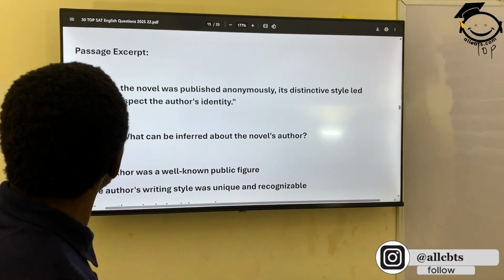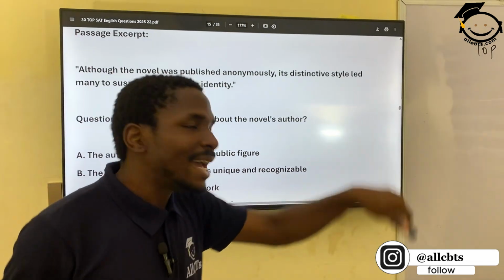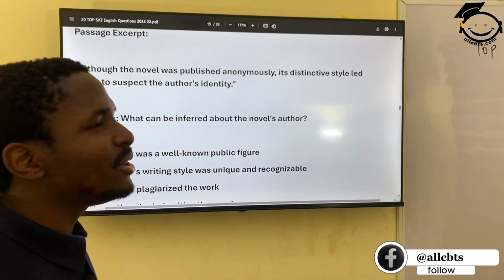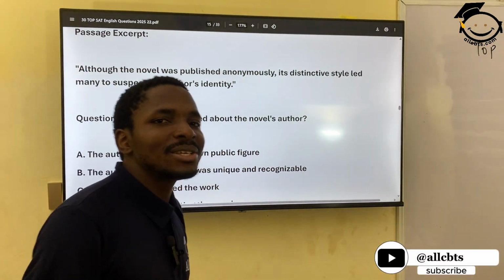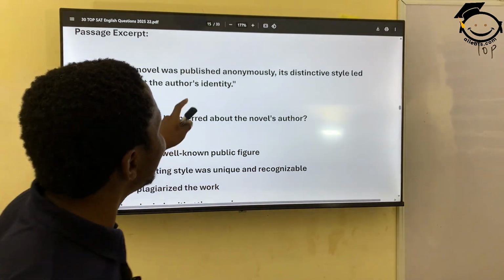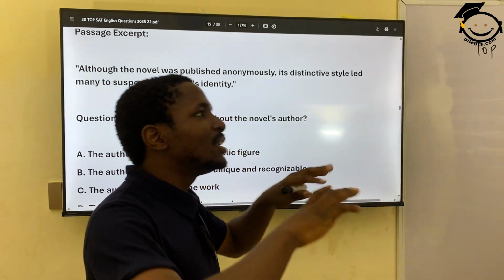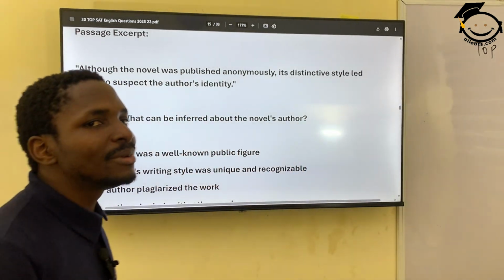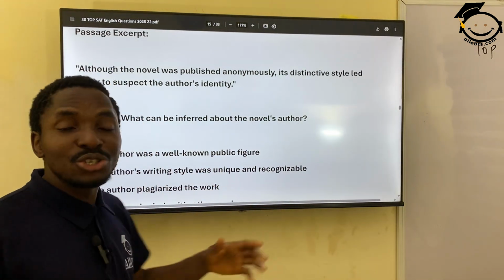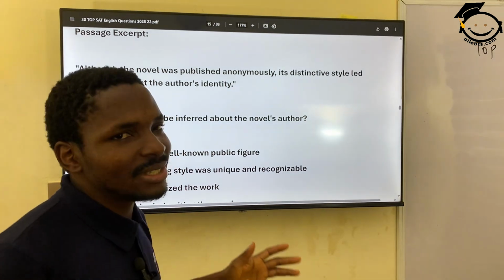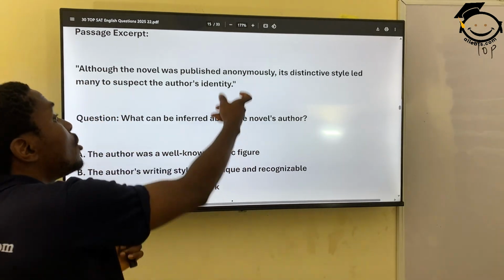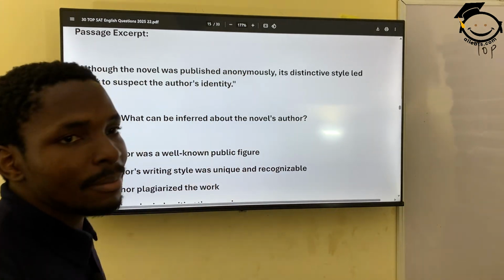Distinctive style led many to suspect the author's identity. What's the meaning of distinctive style? Meaning that the author had a way he or she presented her writings that was very unique and made people know that even though this novel was published without a name or a contact attached to it, they could tell that this is connected. Just like you read Shakespeare, you can tell that this is connected to Shakespeare. So what can be inferred about the novel's author? What conclusion can we draw from this passage?